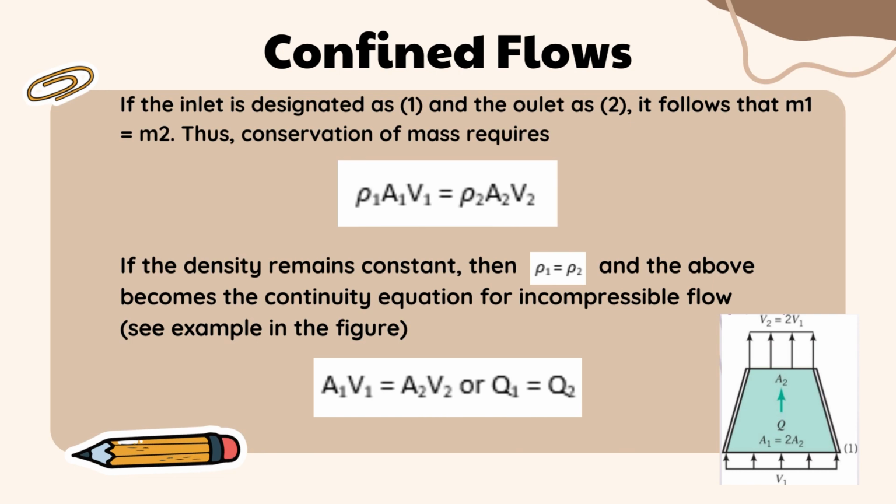And what is confined flow? If the inlet is designated as 1 and the outlet as 2, it follows that M1 equals M2. Thus, conservation of mass requires this equation. If the density remains constant, then ρ1 will equal ρ2. ρ here equals density, and the above becomes the continuity equation for incompressible flow, as shown in the figure.